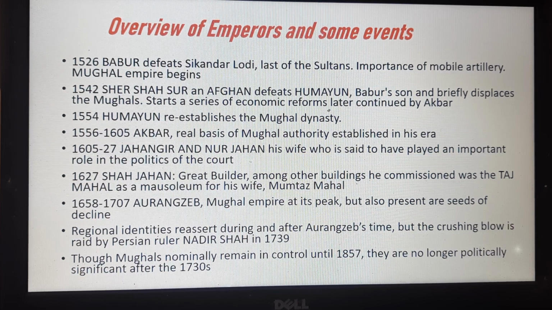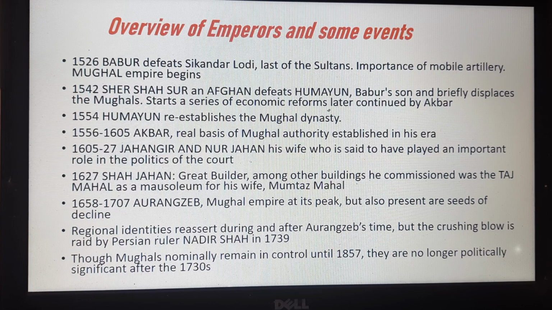In 1554, Humayun re-establishes the Mughal dynasty, but unfortunately he dies after that due to some illness. And from 1556 to 1605, the rule of Akbar was there. This was the real basis of Mughal authority, established in his era, and many things changed and many new reforms came during this period. From 1605 to 1627, Akbar's son Jahangir ruled, and Nur Jahan, his wife, is said to have played an important role in the politics of the court.